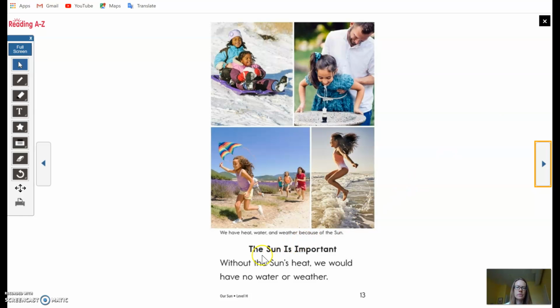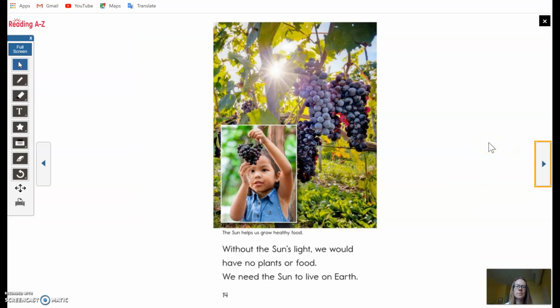Let's read together. The sun is important. Without the sun's heat, we would have no water or weather. You read. Let's read together. Without the sun's light, we would have no plants or food. We need the sun to live on Earth.